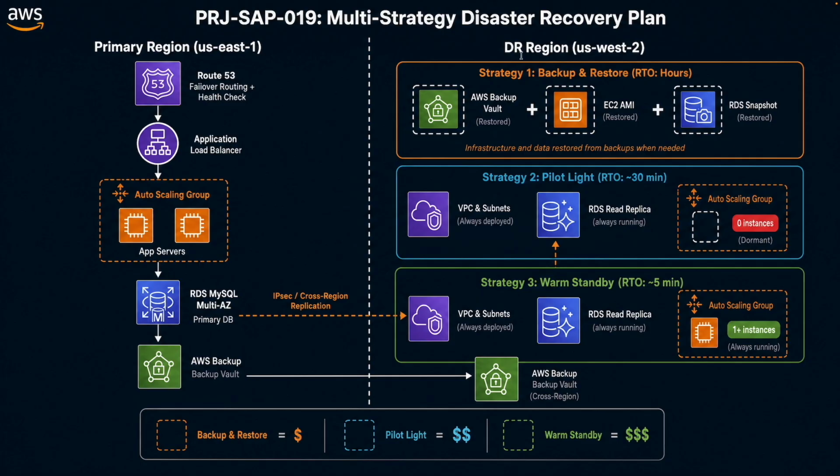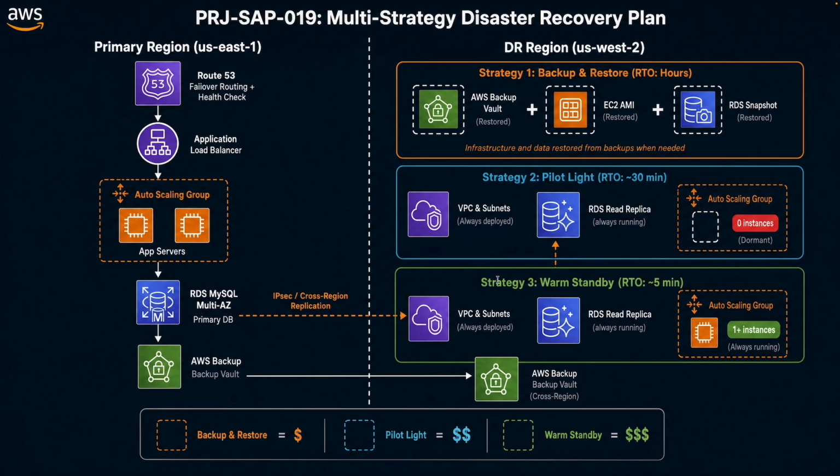On the right is our disaster recovery region. We're going to be using US West 2, which is Oregon. This is where the pilot light lives. We have the same VPC and networking infrastructure deployed via CloudFormation. There's an RDS read replica continuously syncing from the primary, and there's an auto-scaling group with desired capacity set at 0, which means no instance is running at the moment, which keeps the cost low for disaster recovery. The application load balancer is pre-configured, just waiting for targets.